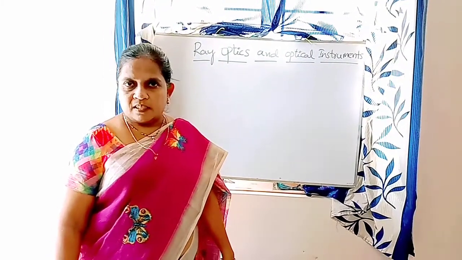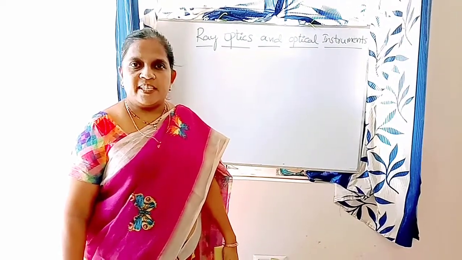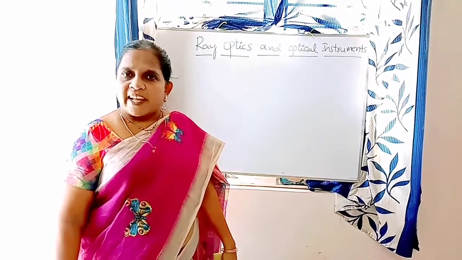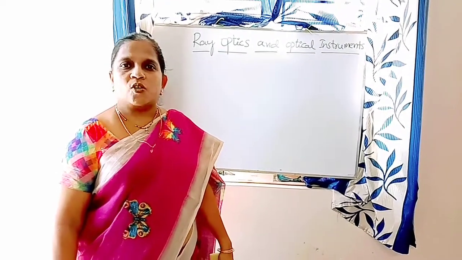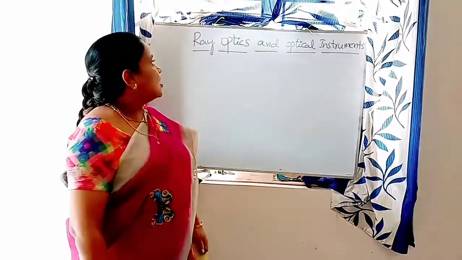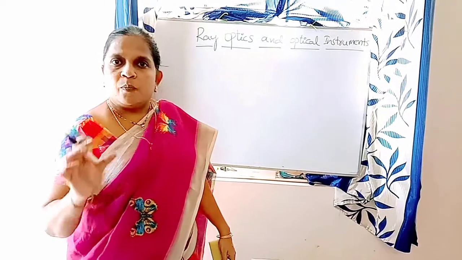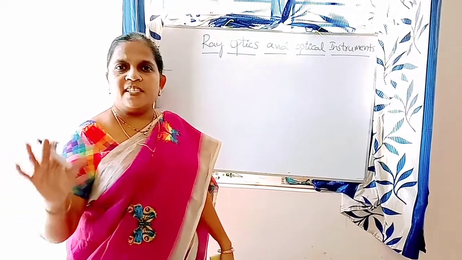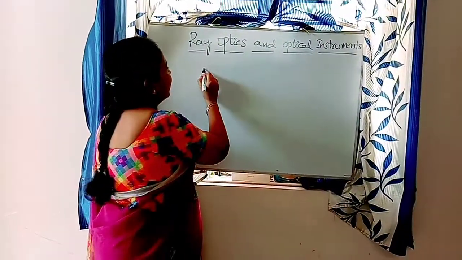The branch of physics which deals with the behavior of light is called optics. And here, this is called ray optics. Why is it called ray optics? Because the path of light is a light ray. So, we indicate the light ray like this.